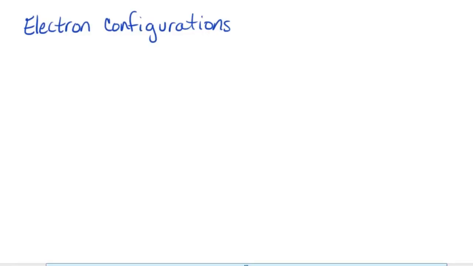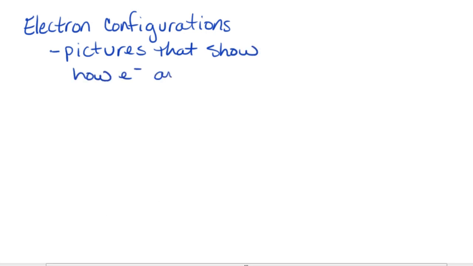Electron configurations are important to understand once we start talking about how atoms are going to interact with each other to create molecules. So when we're talking about electron configurations, these are really, for our purposes, going to be pictures that show how the electrons are oriented around the nucleus.